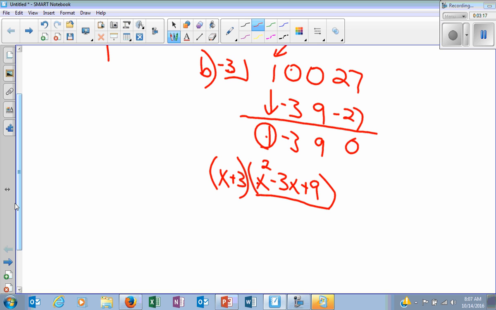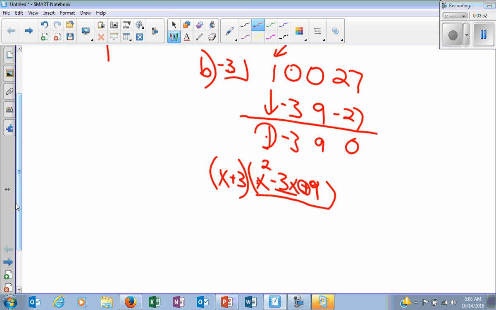First, I need to check, is it factorable by a perfect square? Well, the square root of this is x. The square root of this is 3. 3 times x is 3x times 2 is 6x. That's not a 6x. So I know it's not a perfect square. If I try my other things, I need two numbers that multiply to a 9, but same signs tell me add to 3. Are there going to be any numbers that multiply to 9 but add to 3? So this is not factorable using my double bubble way.